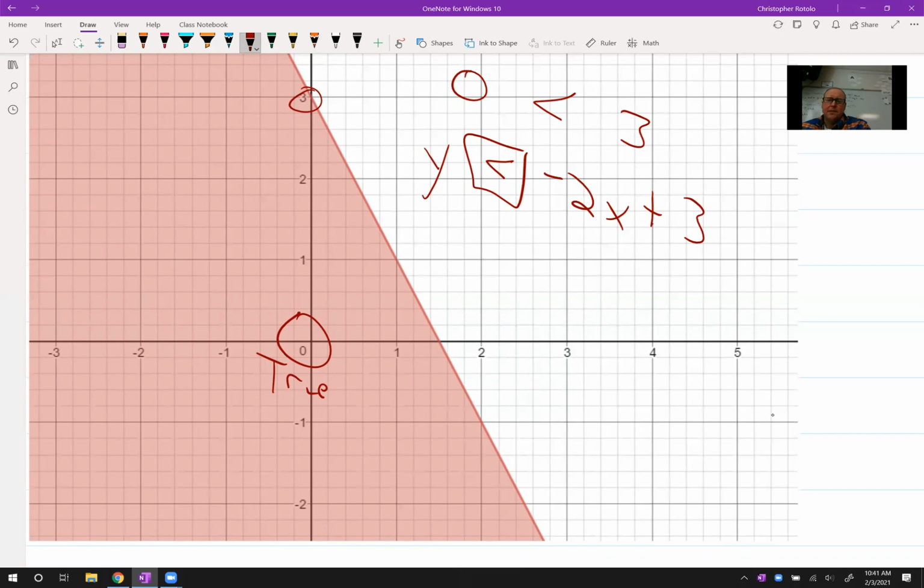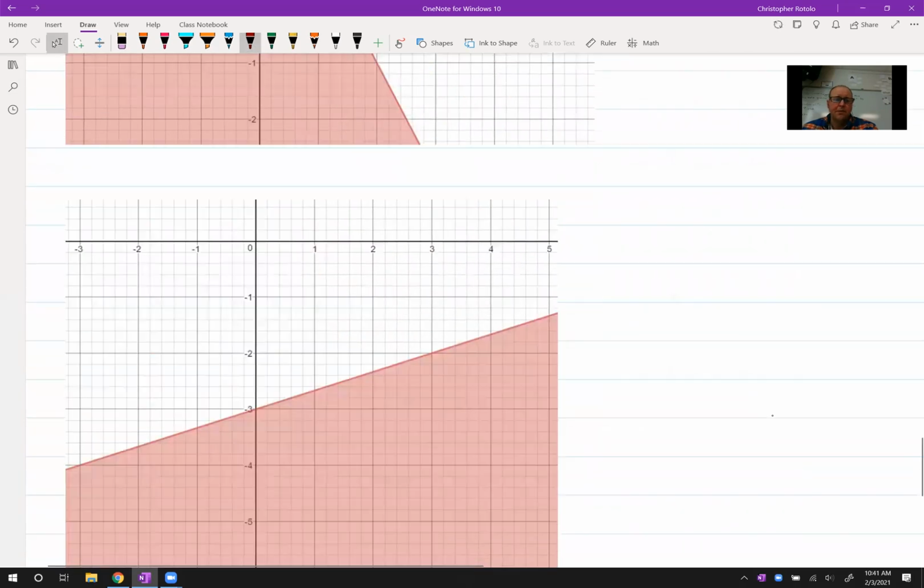Or as my younger children would tell you, it opens up to the greater one, right? So if we want this to be true, because 0, 0 is shaded, then that's what we need. And I check my line, and it looks like it's a solid line, so I'm going to add on that solid line. So this should be the inequality for that graph. All right, so that's how we deal with those in reverse.